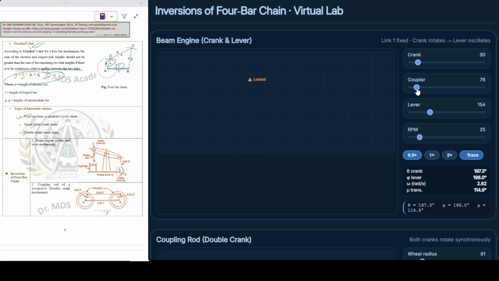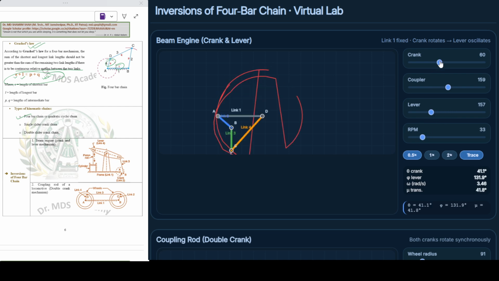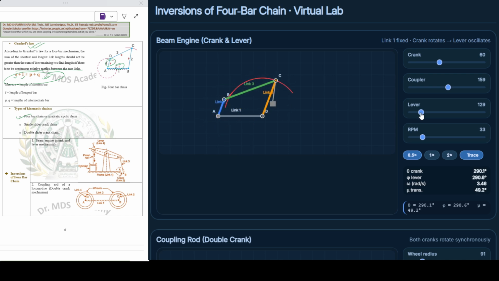All locked and the chain has been locked. Completely locked. Now it's working fine. Okay, see here, see how it is working. Now you have to play with the crank, coupler and length so that the kinetic chain must not be locked.